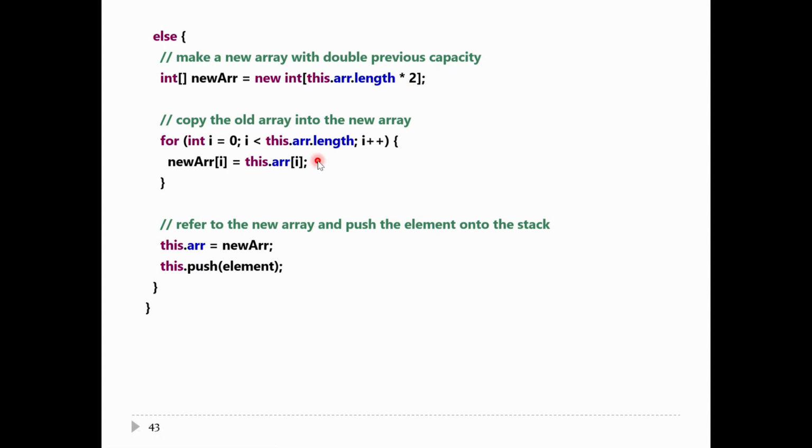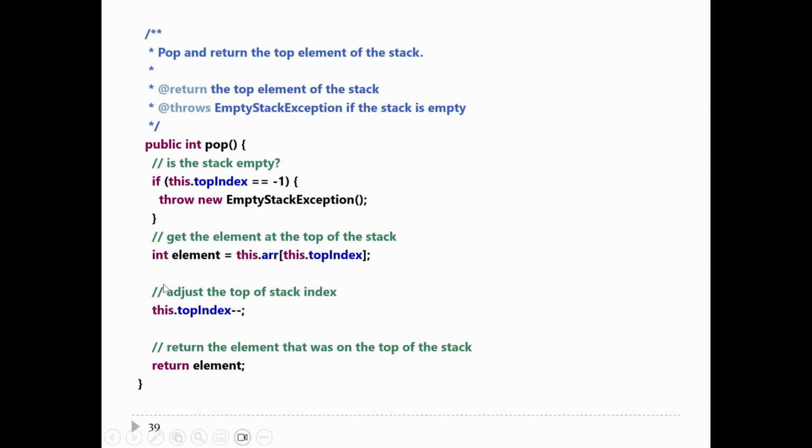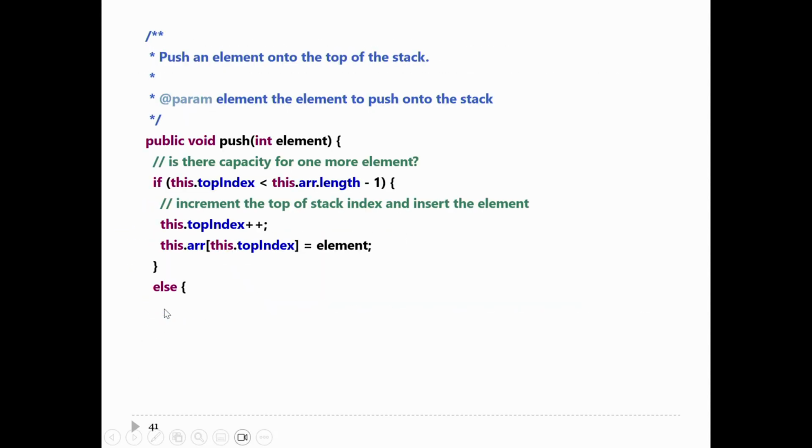Copy all the elements into the new array. And now don't forget to set this arr so that it refers to the new array. Now that we've got our new array, I can just push the element onto the stack. So I can recursively call push. When you recursively call push, you fall into the if part here. So increment the top index by 1 and then add the element to the current top index.